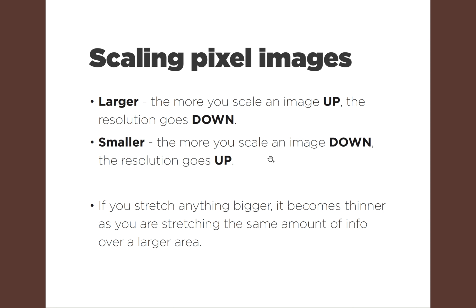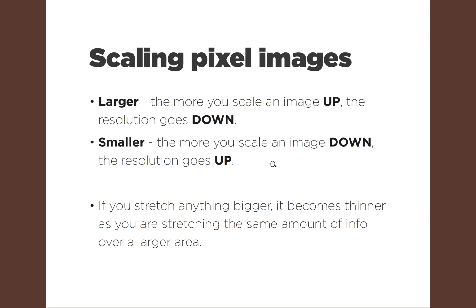So jumping back over to here, this is what I was talking about. When you scale up an image, you stretch it larger, the resolution goes down because you're stretching that image over a larger area. When you begin to shrink that image down, the same amount of information is there, but when you scale it down, the resolution goes up because the image is going down in size, the information's getting more compact. Okay. The great thing about scaling a vector file is it doesn't matter. You can scale it up or down and nothing happens with it.